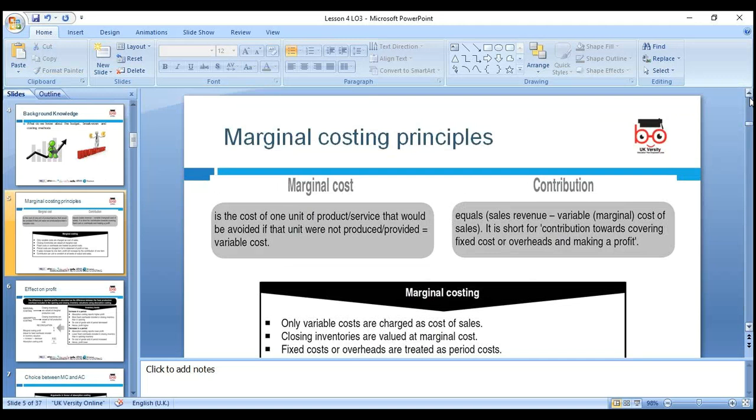Principle: marginal cost is the cost of one unit of product or service that would be avoided if the unit were not produced or provided. It is also called variable cost. If we do not produce it, we don't need to pay any cost that varies with the level of output. Contribution is the difference between budgeted and actual cost, known as the contribution.